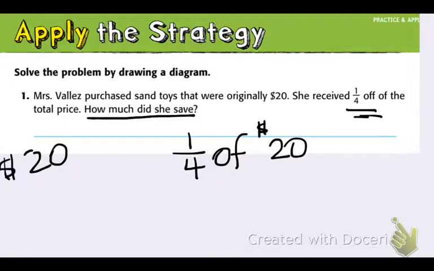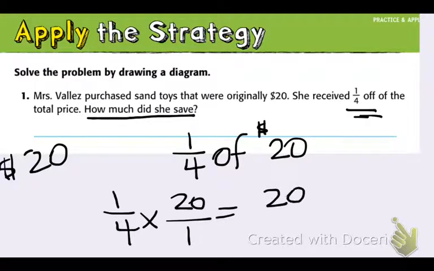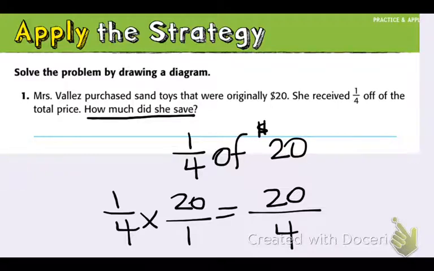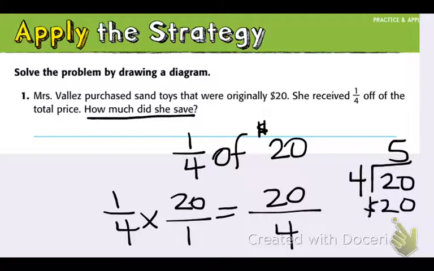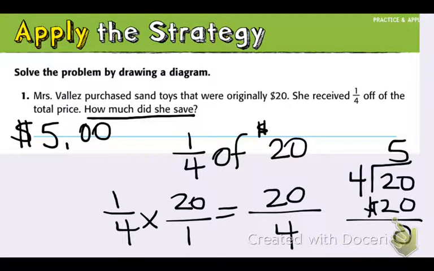All right, well, I think I have a plan. I think I'm going to go ahead and multiply 1/4 times 20 over 1. If I multiply, 1 times 20 is 20, 4 times 1 is 4. So I can go ahead and create a mixed number. I have to simplify this improper fraction. 4 divides into 20 5 times. So I think that she saved $5.